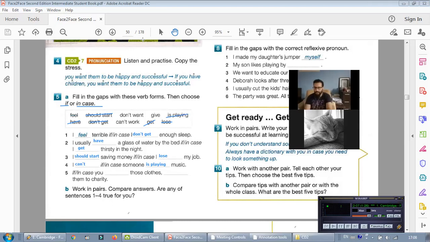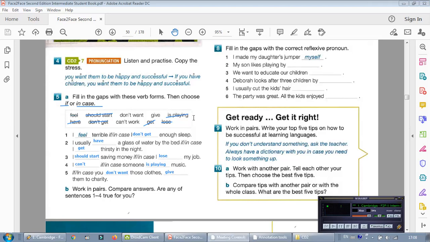I don't want these clothes. Give them to charity. Okay, let's write don't want and give. All right. Now I feel terrible. And let's cross out the ones we used. So we used these two, we don't need them.